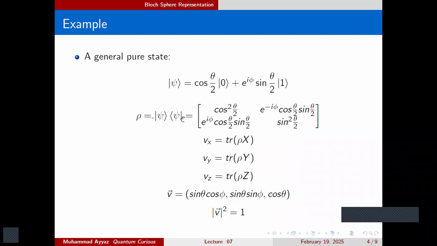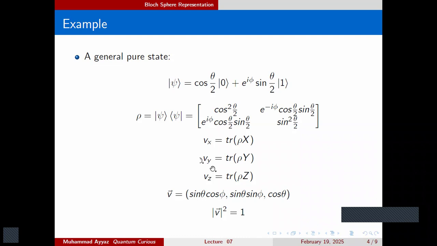To find Vx, the X component of the Bloch vector, we take the trace of the density matrix with the Pauli X matrix. Similarly, to find Vy, we take the trace of the density matrix with Pauli Y. And to find the Vz component, we take the trace of the density matrix with the Pauli Z matrix. In that case, we end up with this form of the Bloch vector.